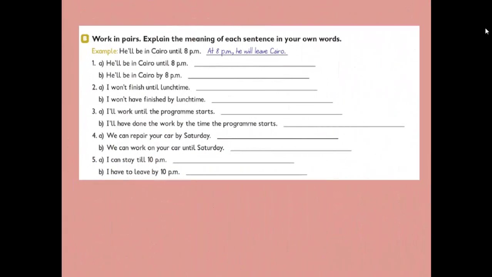After reading, now let's go to exercise number B. Work in pairs. Explain the meaning of each sentence in your own words. We have some sentences here and we have to rephrase. We have to explain the meaning of these sentences. Number A, for example, number 1. Number 1 has two sentences.